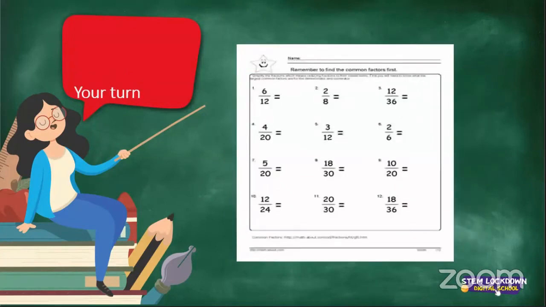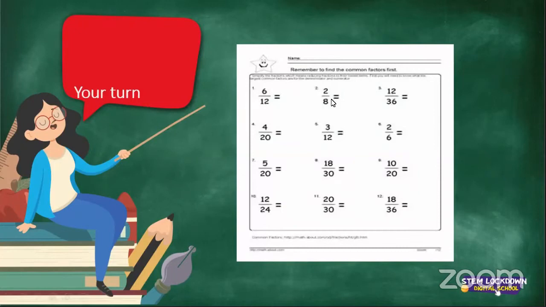Here we're still simplifying. The first one is 6 over 12. We can use 2 as a divisor, or 3, or 6, as 2, 3, and 6 are factors of both 12 and 6. So we'll take 6. 6 goes into 6 once, and 6 goes into 12 twice. So we have 1 over 2 as our fraction.